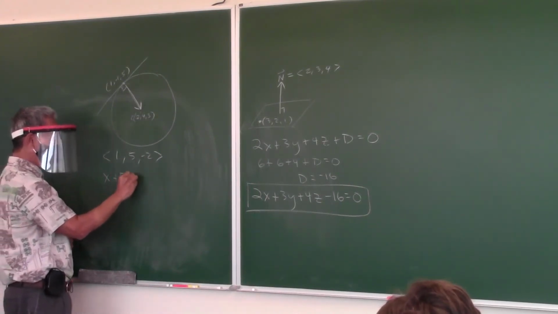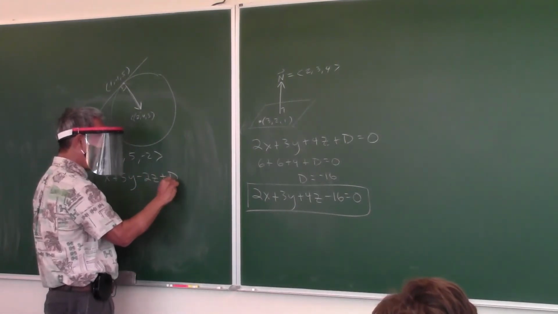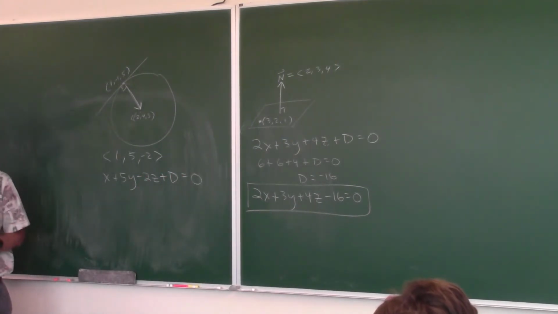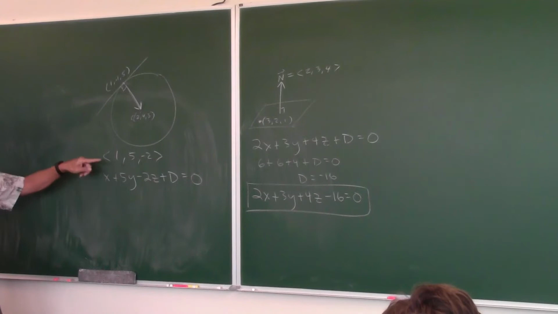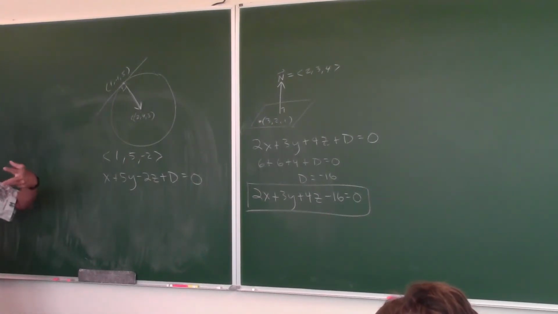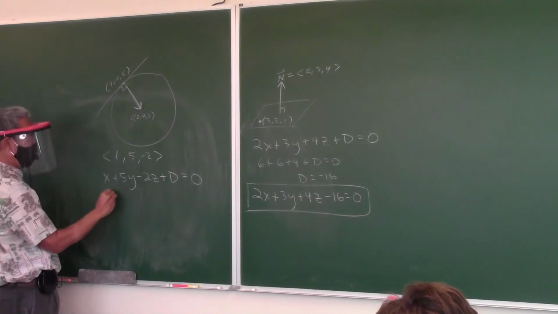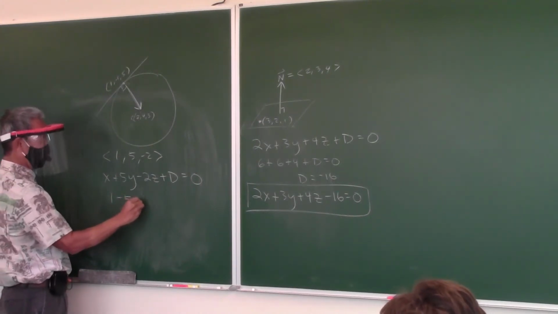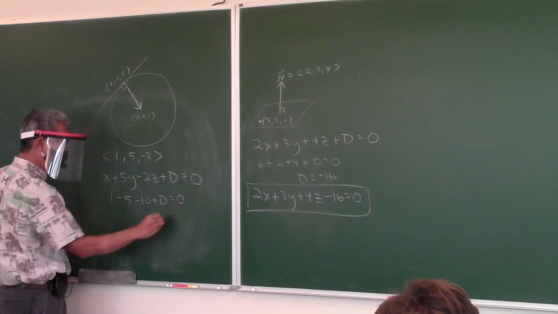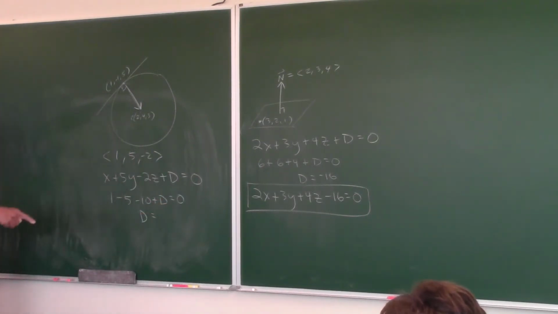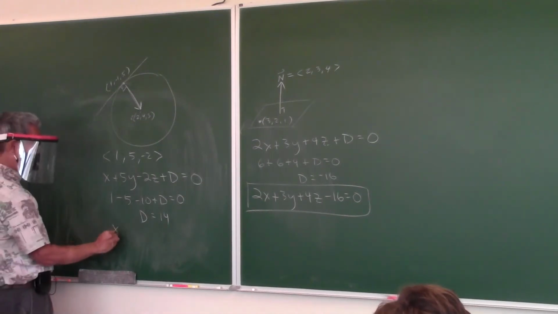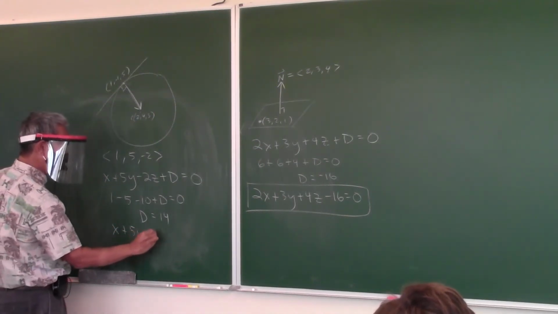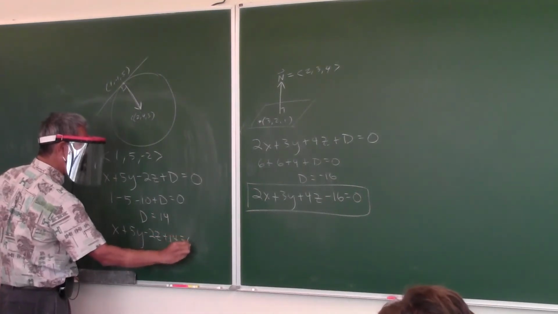1x plus 5y minus 2z plus d equals 0. And how do I figure out what d is? You plug in the point. And please don't get confused between the point and the vector now. That's why you have different notations. So if I plug in the point, you get 1 minus 5 minus 10 plus d equals 0. Therefore, d is equal to, come on, you guys can do the math in your head, I hope. 14. Therefore, the equation of this plane is x plus 5y minus 2z plus 14 equals 0.